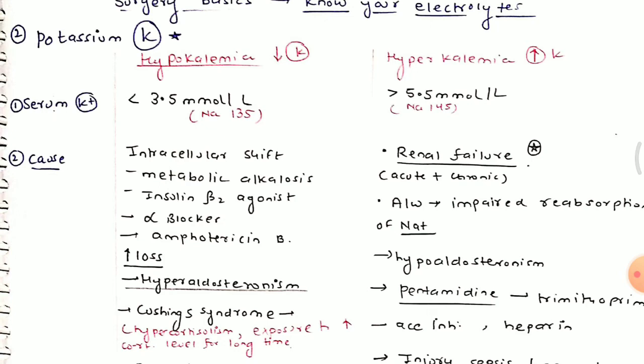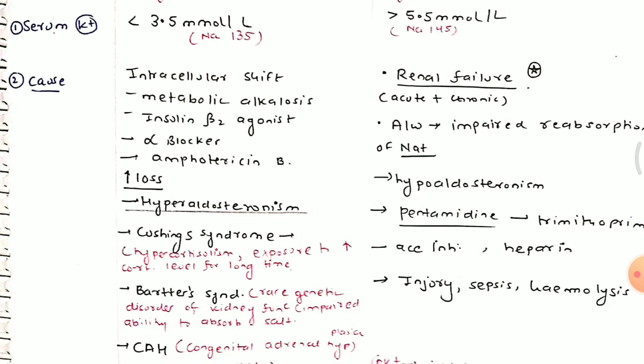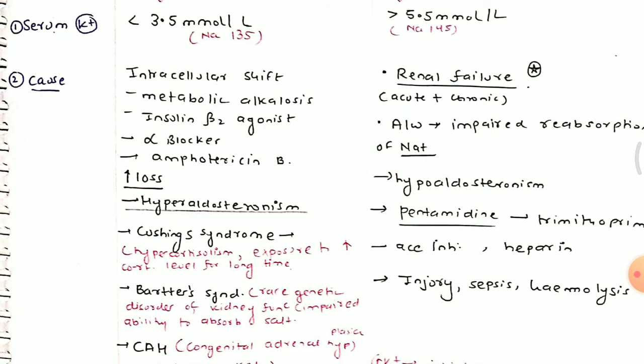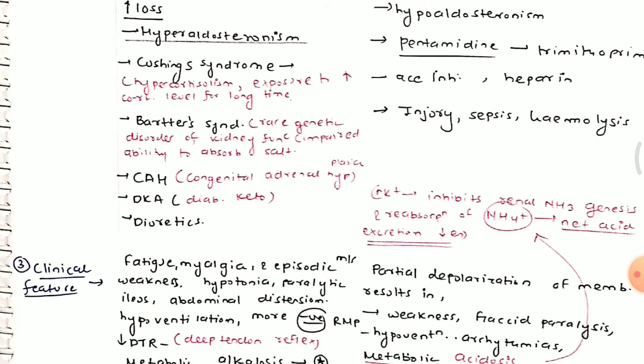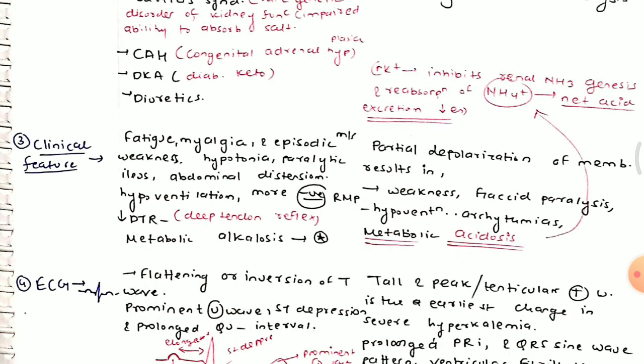Causes of hyperkalemia: renal failure, acute plus chronic. There is always impaired reabsorption of sodium, hypoaldosteronism, pentamidine, trimethoprim, ACE inhibitors, heparin. Injury, sepsis, and hemolysis could also lead to hyperkalemia. Clinical features include partial depolarization of the membrane, which results in weakness, flaccid paralysis, hypoventilation, arrhythmias, metabolic acidosis.